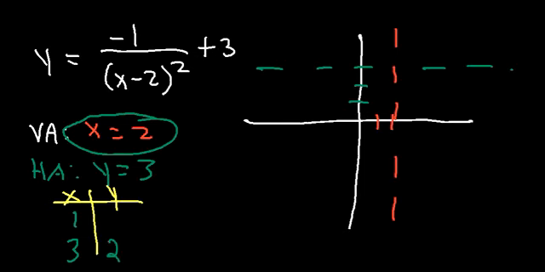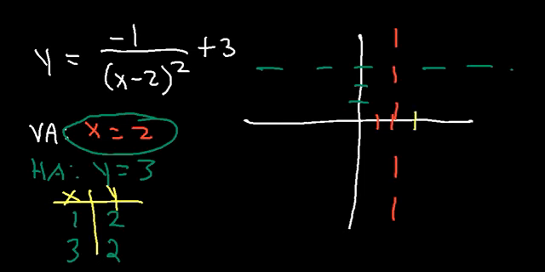If I plug in 1, 1 minus 2 is negative 1, but if you square it, it becomes positive 1. Negative 1 over 1 is negative 1 plus 3 is 2. Notice that they have the same y value, which means they're symmetric about the y-axis, but in this case, it's going to be symmetric about the vertical asymptote because it's been shifted 2 units to the right.